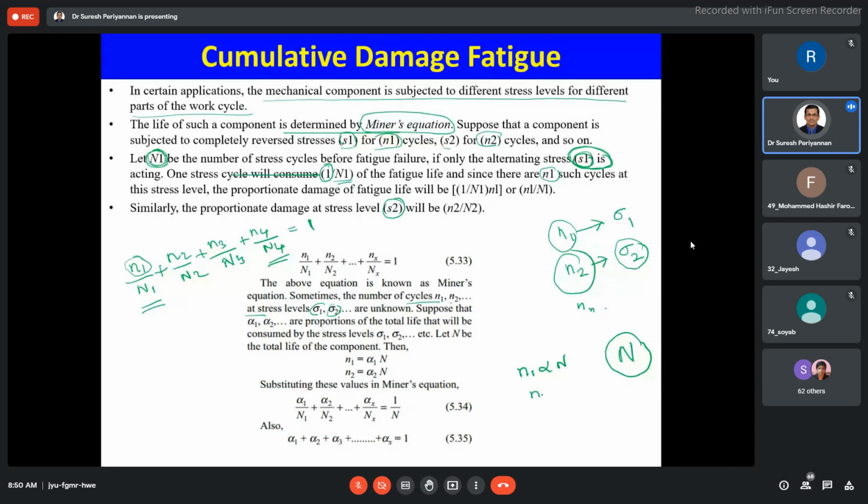I introduce coefficients alpha 1, alpha 2, which are nothing but the proportions of the total life. n1 is equal to alpha 1 times N, n2 is alpha 2 times N. With respect to the proportion of the total life, we substitute this in the equation n1 by N1 plus n2 by N2. Substituting the n1 value, finally we get alpha 1 plus alpha 2 plus alpha 3 going to be 1.